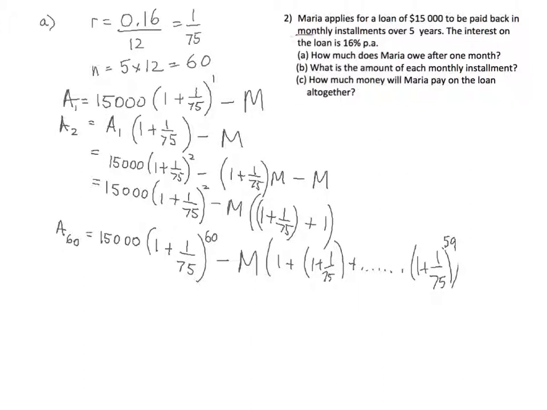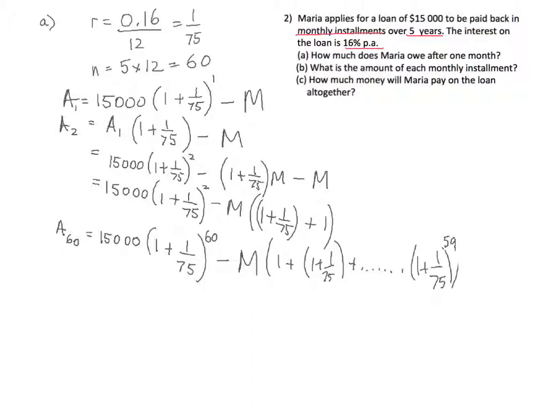Because we've got monthly instalments, it means we want to change the time to months and the rate to months. To change the rate to months, we've divided the rate by 12, and you can get that as a fraction, 1 on 75. And because there's 12 months in 1 year, in 5 years there'll be 60 months. So the amount owing after 1 month is going to be her principal times 1 plus r to the power of 1, minus m. So that's how much she owes at the end of 1 month.